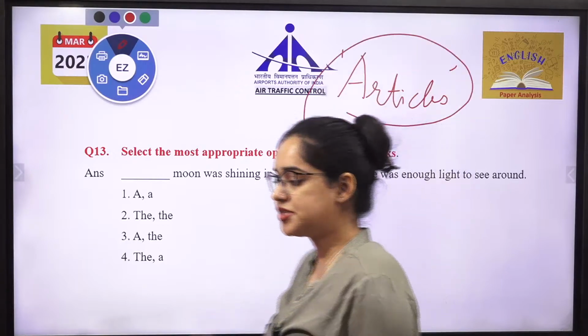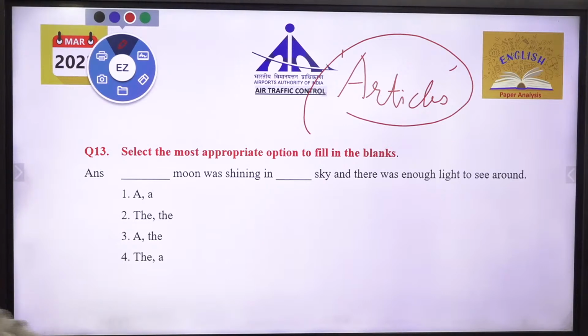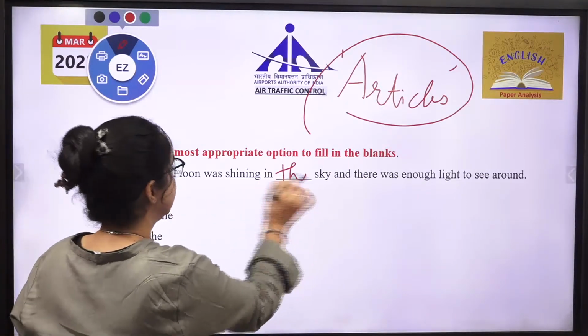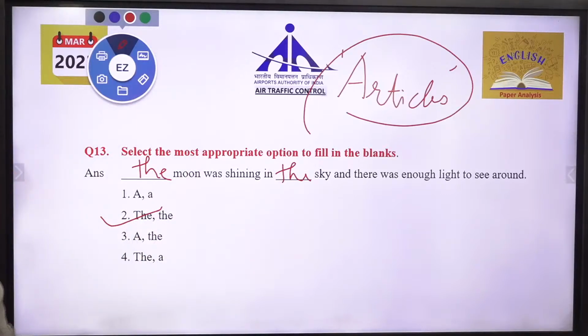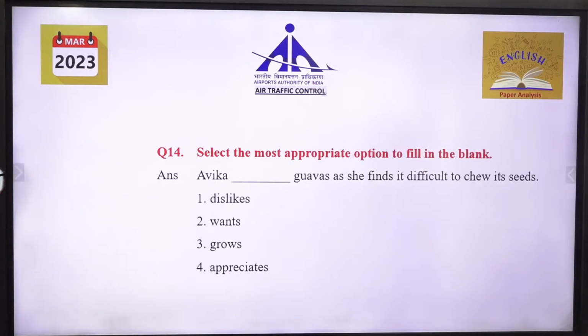But they have a strategy to change it out. किसी में articles ज़्यादा दे रहे थे, किसी में prepositions ज़्यादा थी. So that actually varied. Dash moon was shining in dash sky, and there was enough light to see around it. See around. So both are the. Everyone is right because here we are talking about something definite. So here the moon was shining in the sky, and there was enough light to see around. Very nice. Great. Go for this one now.